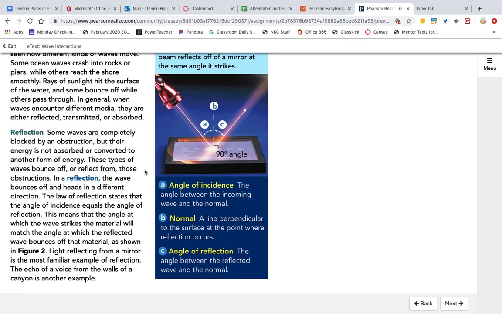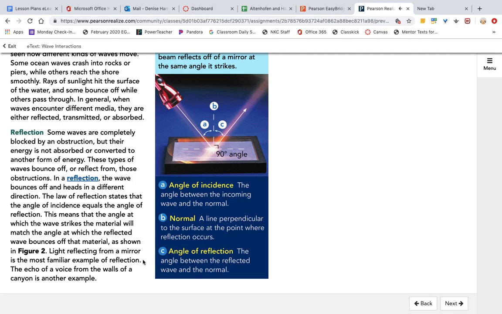Reflection. Some waves are completely blocked by an obstruction, but their energy is not absorbed or converted to another form of energy. These types of waves bounce off or reflect from those obstructions. In reflection, the wave bounces off and heads in a different direction. The law of reflection states that the angle of incidence equals the angle of reflection. This means that the angle at which the wave strikes the material will match the angle at which the reflected wave bounces off that material, as shown in Figure 2.